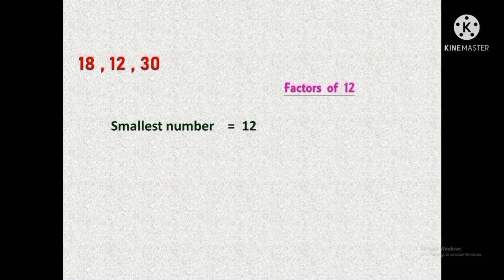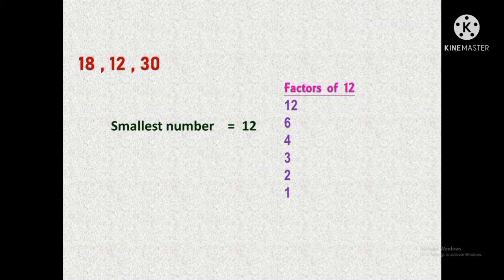So if we multiply 12 and 1, we will get 12. So let us write 12 and 1 in the factors list. Similarly, if we multiply 6 and 2, we will get 12. And if we multiply 3 and 4, we will get 12. So the factors of 12 are 12, 6, 4, 3, 2 and 1. Let us write those factors in descending order. I will explain later why we are arranging these factors in descending order.